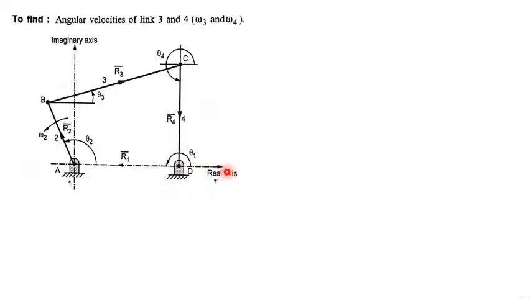Since we are using the complex algebra method, first we have to represent the entire mechanism within the real axis and the imaginary axis. Along the x-axis we have the real axis. So with respect to the real axis, the angle of the first link is theta 1. Since we are measuring angles in the anti-clockwise direction, with respect to this line we have to measure the angle in the anti-clockwise direction like this. This is nothing but theta 1. So the magnitude and the angular position of the first link is over.